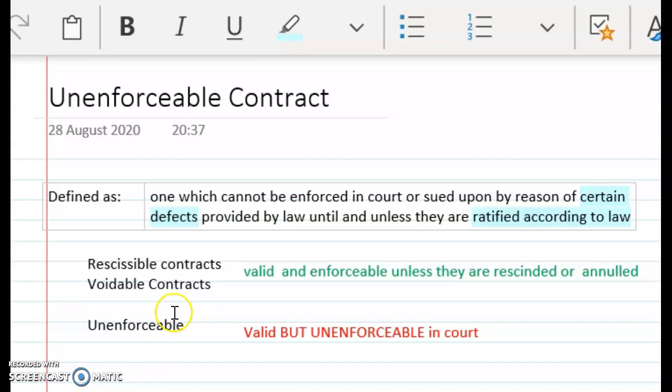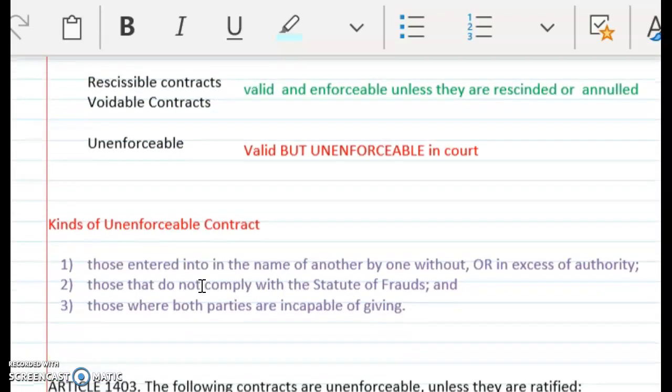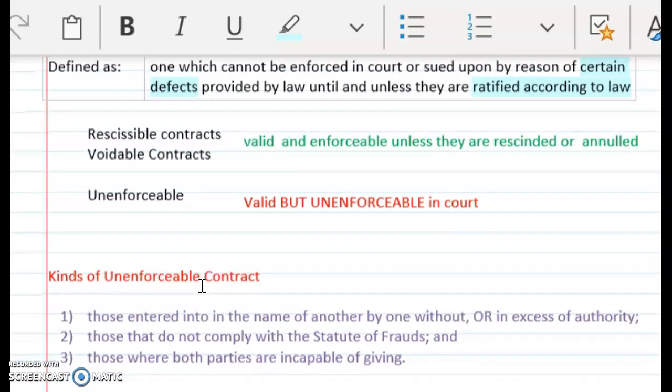Now, what are the different kinds of unenforceable contract? We have here, number one, those entered into in the name of another by one without or in excess of authority. Number two, those that do not comply with the Statute of Frauds. And number three, those where both parties are incapable of giving consent. Now, this is a summary of Article 1403.